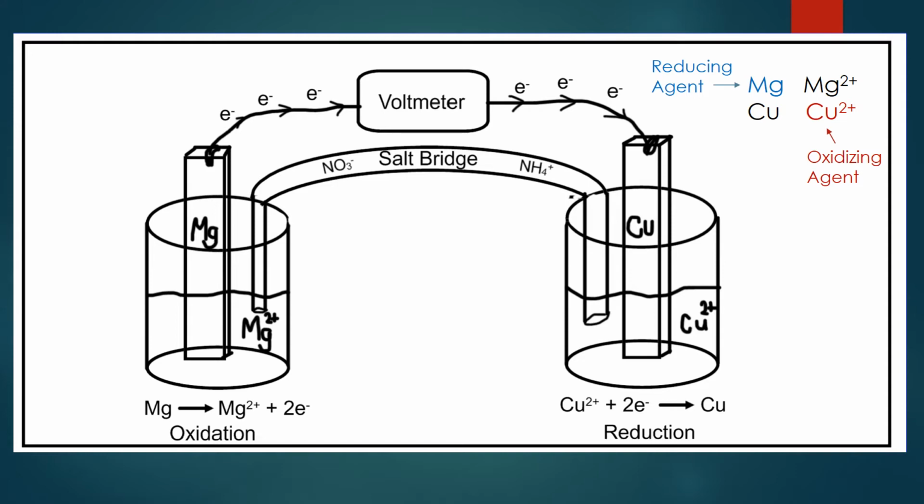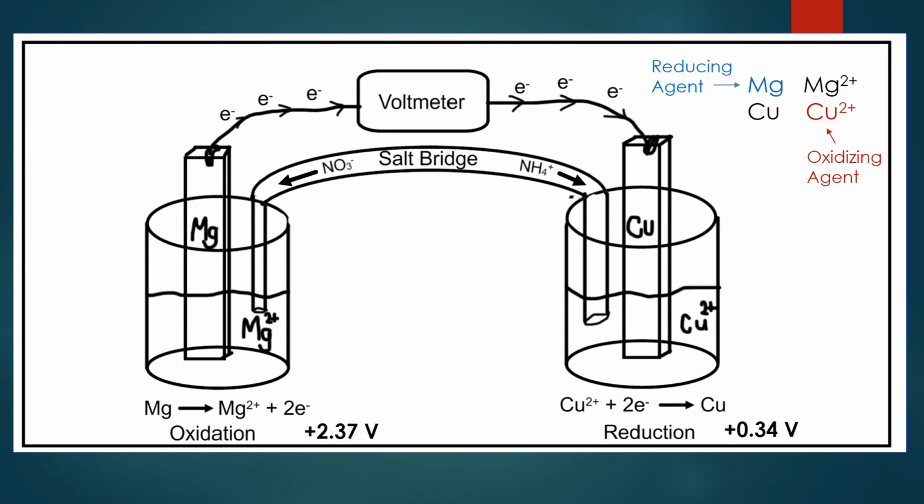The last part is that salt bridge, and the ions in the salt bridge are going to move from one side to the other. We're going to have NO3 nitrate ions moving towards the oxidation side, and we're going to call that the anode because we've got anions moving towards the anode, and the cations, the NH4 plus, are going to be moving towards the reduction side. That's the cathode, so cations to the cathode.